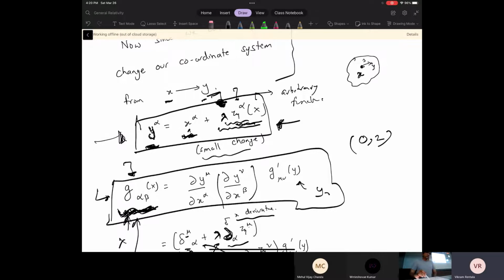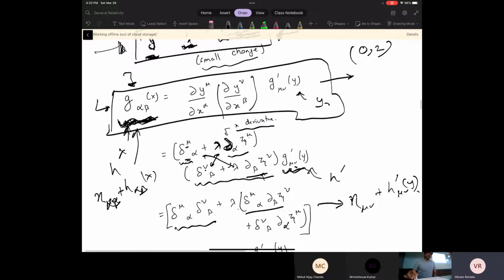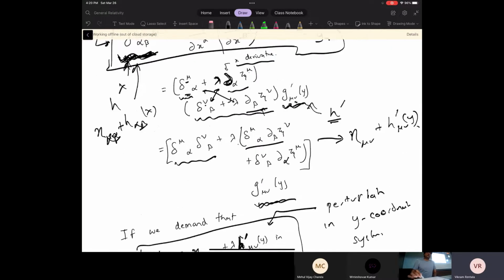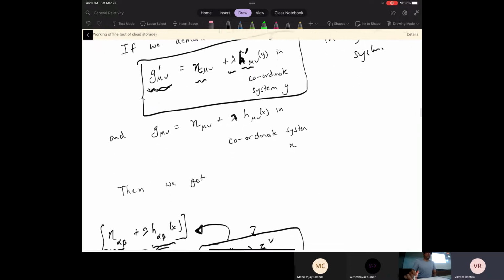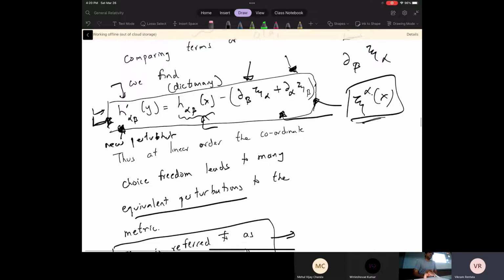This is a small change, and we showed that the full tensor transformation law tells us the transformation law for the metric. Now we work out the perturbative version of this tensor transformation law to figure out the change in the first order part of the metric, that is the change in h, or h prime. What we showed is that h prime and h are related by this. So this is our new perturbation: h prime alpha beta of y is equal to h alpha beta of x minus partial beta psi alpha plus partial alpha psi beta.